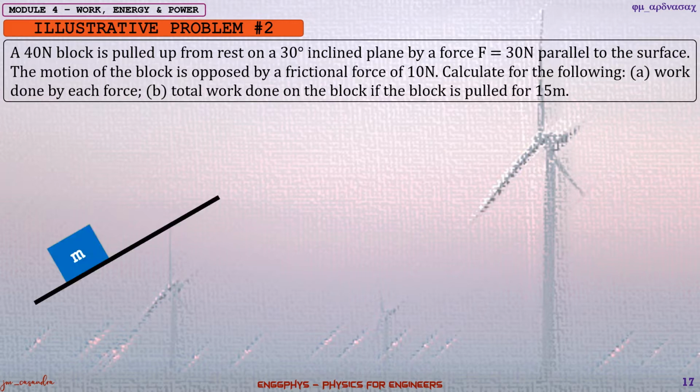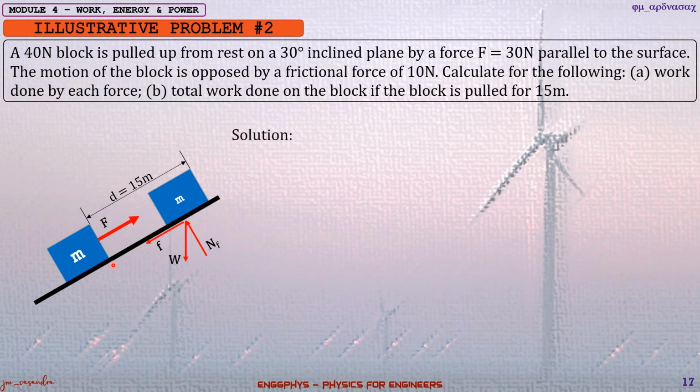So for this problem, let's have the simple diagram. So we have here our 40 Newton block. It is pulled at a distance of 15 meters. Okay. So we have our frictional force. It's opposite the direction of the displacement. Since it was pulled up, it's directed downwards. We also have our weight of the block, and we have our normal force.